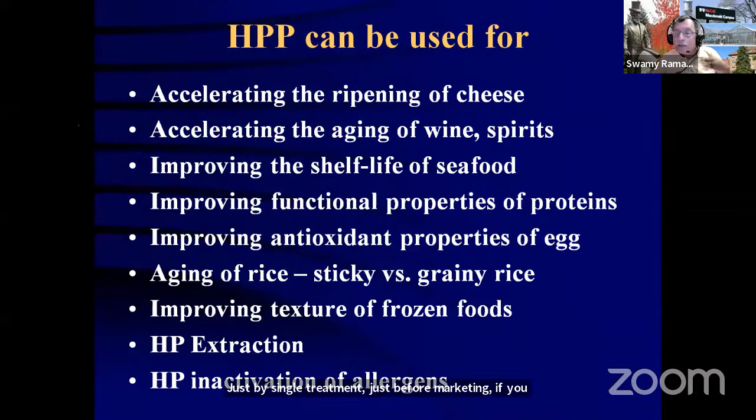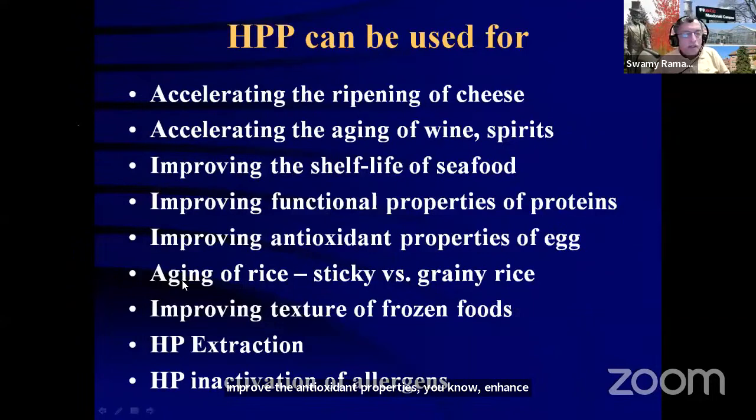You can increase the shelf life of almost all types of product. For functional properties, you can modify the protein to be more digestible or to have different functional attributes. Like you can change the rheological properties and textural properties, and use them wisely in your formulations. You can improve the antioxidant properties, enhancing them by activating certain enzymes.